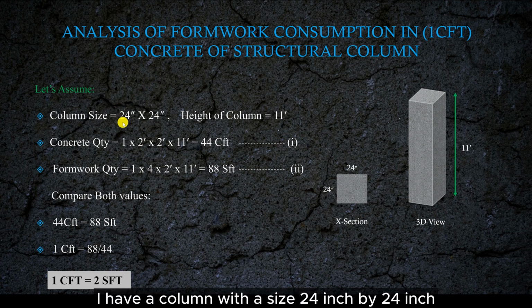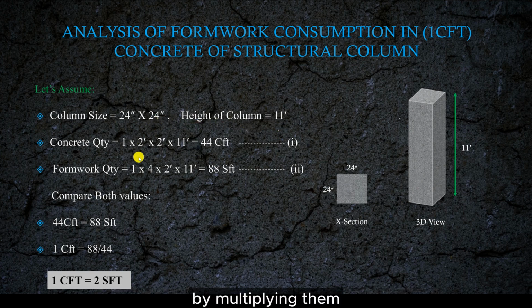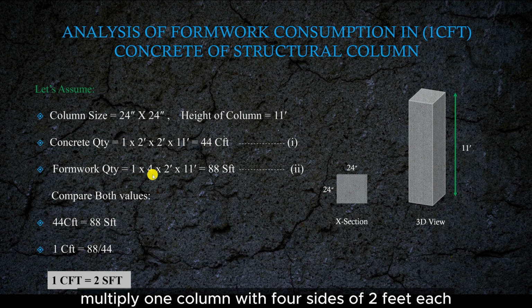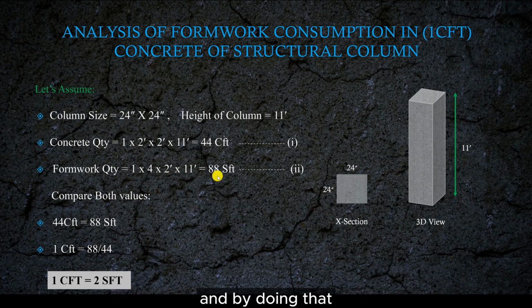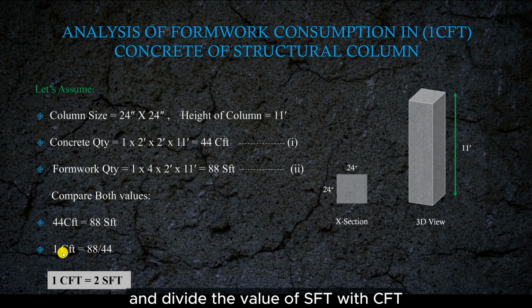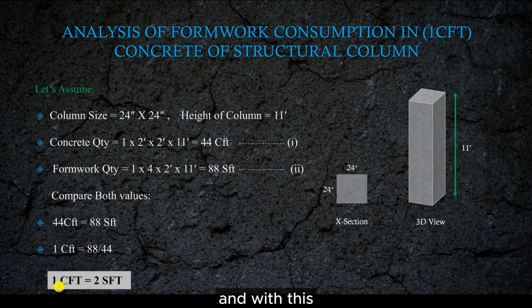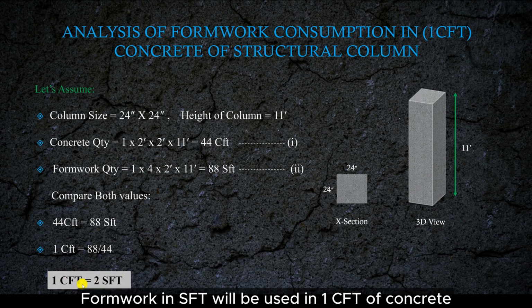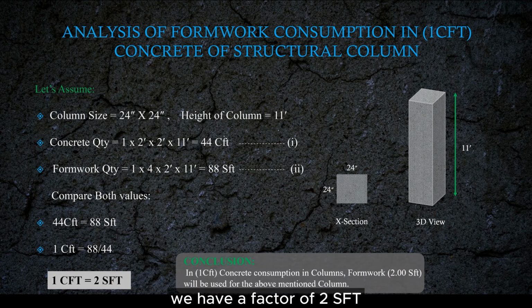In this case, I have a column with a size 24 inch by 24 inch of a height 11 feet. By multiplying them, we will have 44 cubic feet. Now for formwork quantity, multiply one column with four sides of 2 feet each and a height of 11 feet. And by doing that, we will get 88 SFT. Now compare both values and divide the value of SFT with CFT, and with this we will get how much formwork in SFT will be used in 1 CFT of concrete. For this column we have a factor of 2 SFT, which means in 1 CFT of concrete consumption of columns, the formwork will be used as 2 SFT.